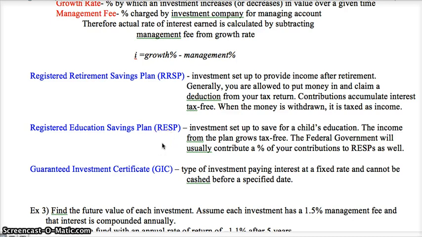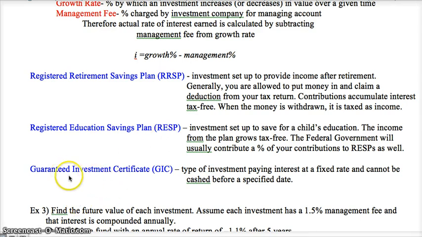And sometimes it can also be set up so that if a student decides not to go to college or university, they can still withdraw the money because it was going towards their education. If they decide not to pursue an education, they still get the money. So you just have to be careful when you're setting them up as to what type you are setting up.